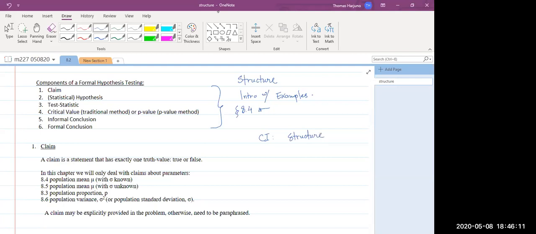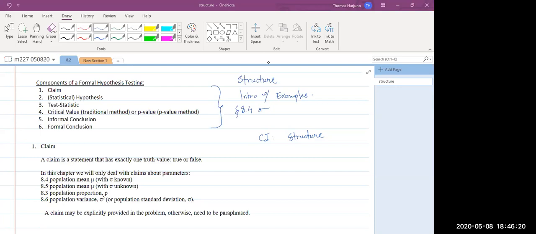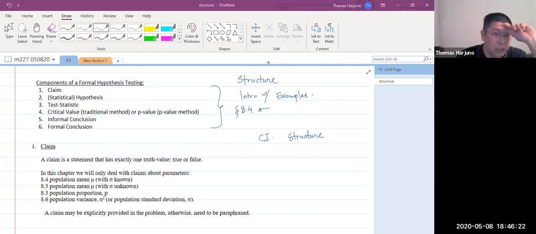Just a quick question, Thomas. For the quiz that's due next Friday, is any of the material going to be covered in today's course or just previous materials? It's previous ones. Yeah, it's all confidence interval.